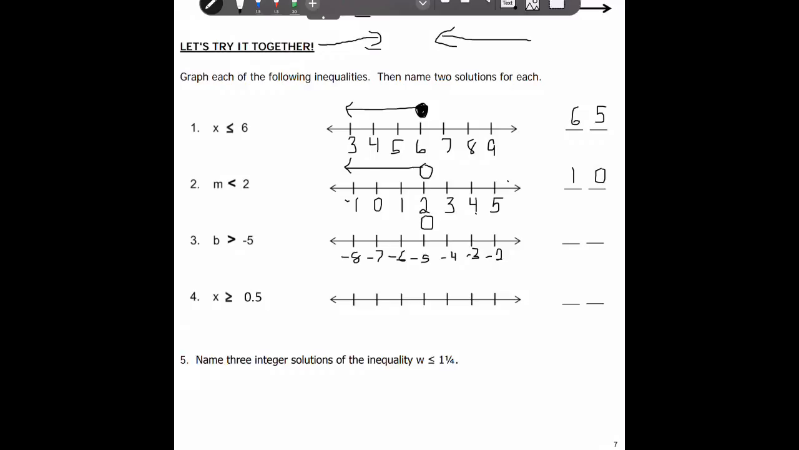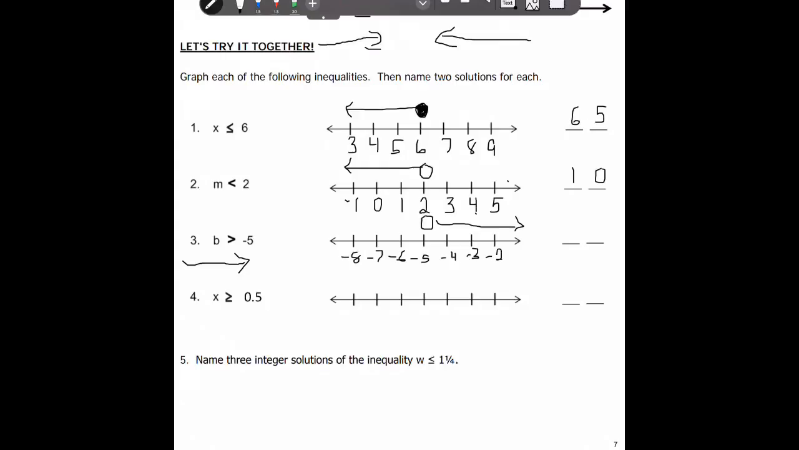b is greater than -5, so it's not a greater than or equal to. I am not going to fill in that circle. And we have a greater than symbol, so I am going to draw my arrow in the right direction this time. Remember, greater than symbol, the arrow goes that way.